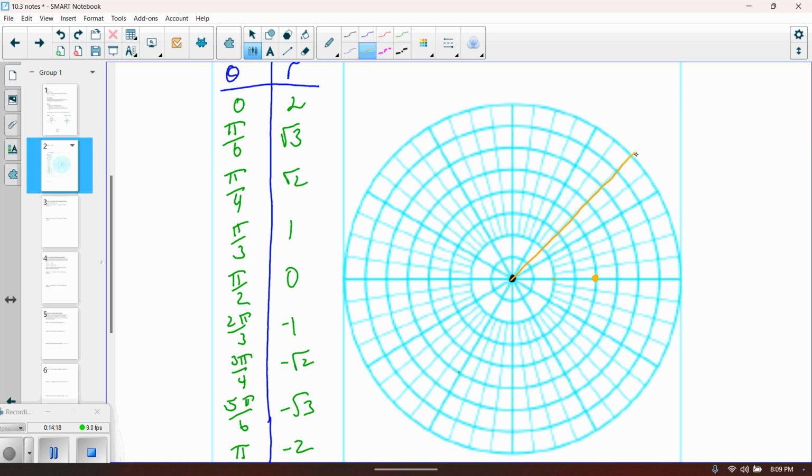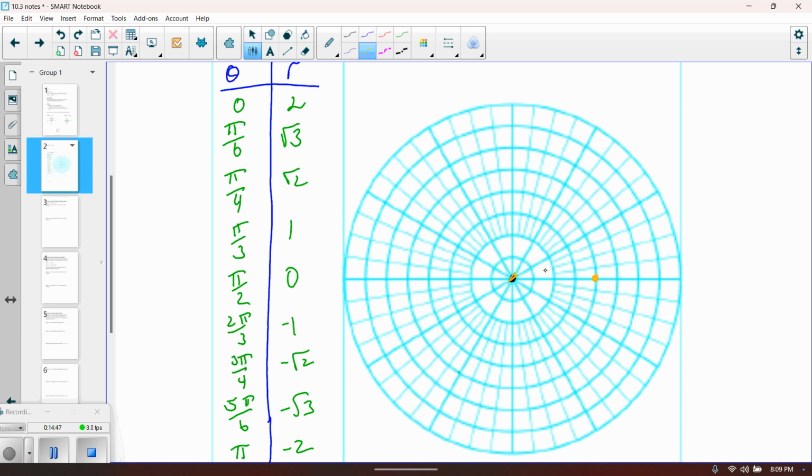So pi over 6 is actually going to be the solid blue line that comes from the origin out this way. Pi over 3 is going to be this one. So hopefully that will help you when it comes time to graph these. I'm going to erase those because we don't need that there. So pi over 6 is going to be the first solid blue line that goes all the way from the origin out. It's going to be a distance of root 3.